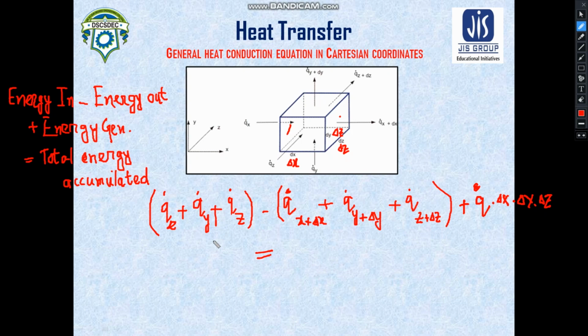Now the summation of these quantities, that is the energy entering the control volume, the energy moving out of the control volume, and the energy generation, sums up to the total energy accumulated. Now how do you calculate the total energy which is accumulated? The total heat which is getting accumulated in the lattice due to the heat flow can be calculated as the change in heat capacity of the control volume. Now what do you mean by heat capacity?